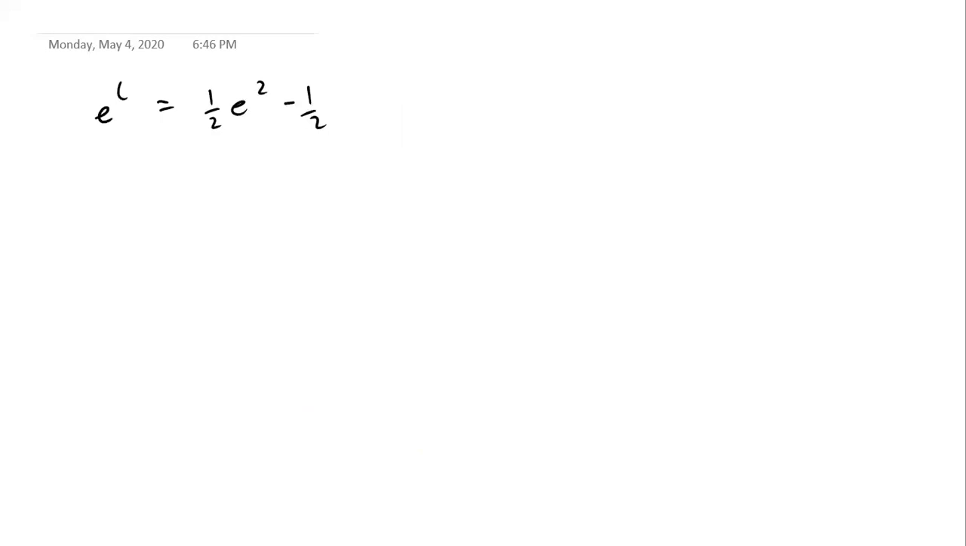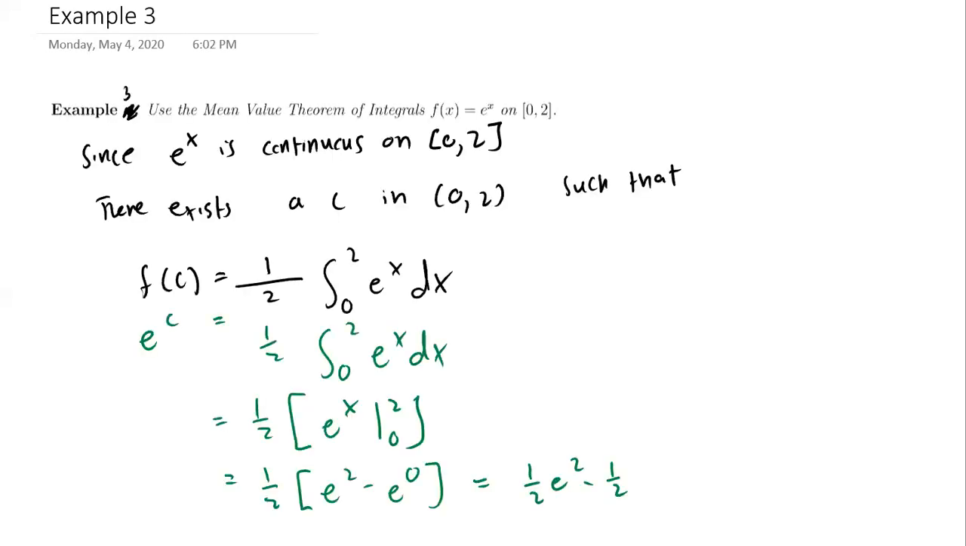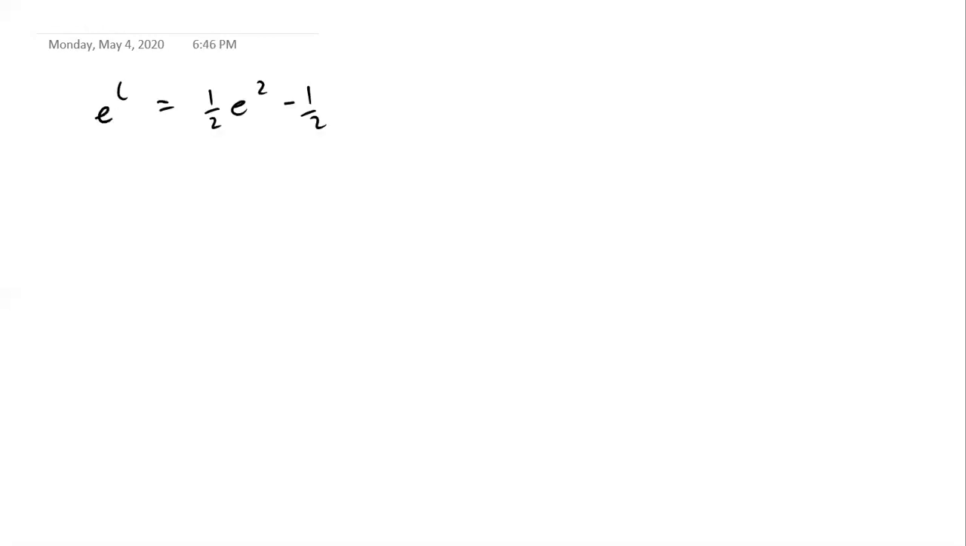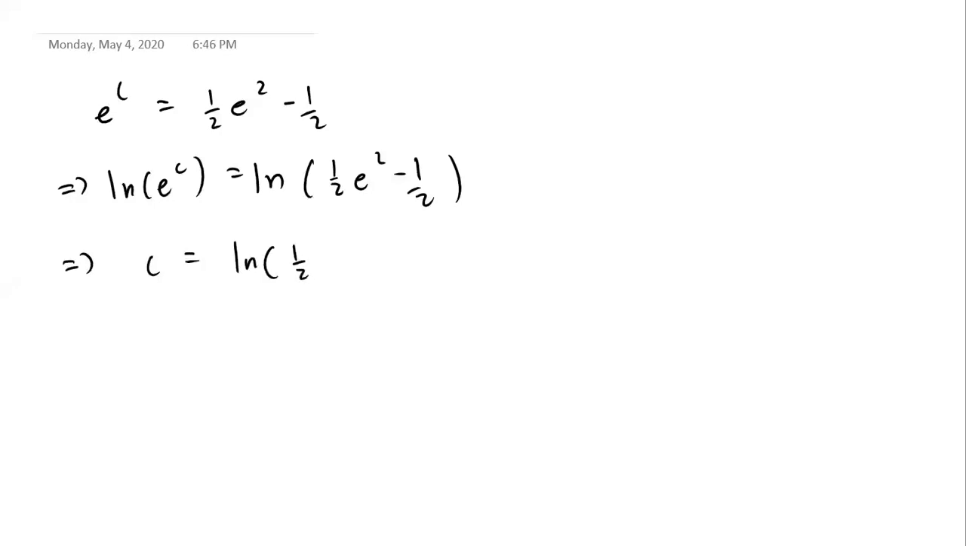And that's basically what you want to do in a problem like this. You first write this equation, which we can rewrite like this, and then you just simplify the right-hand side. And then you try to solve for c, once you have it simplified. We want to solve for c, so what do we have to do? c is in the exponent, so we want to take the natural log of both sides. The natural log on the right-hand side cancels, ln and e cancel. So c equals the natural log of 1/2 e squared minus 1/2.